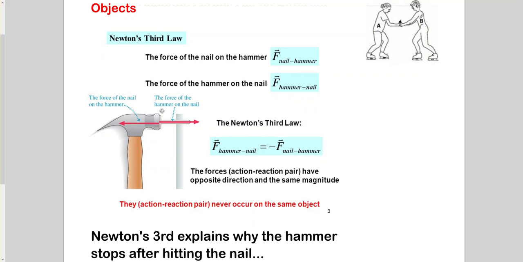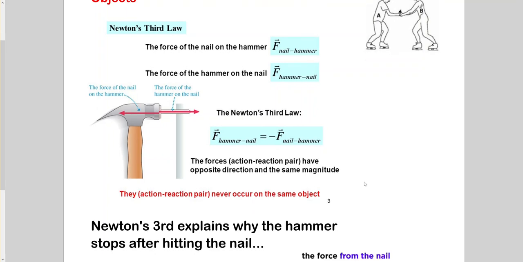And so we really need to be aware of what is our action force. In this case, the action force is the force applied from the hammer to the nail, but there is a reaction force from the nail to the hammer. And they are, as Newton's law tells us, equal but opposite. So it says in red here, the action-reaction pair never occur on the same object. That's true. The action force is the hammer to the nail. The reaction force is the nail to the hammer.